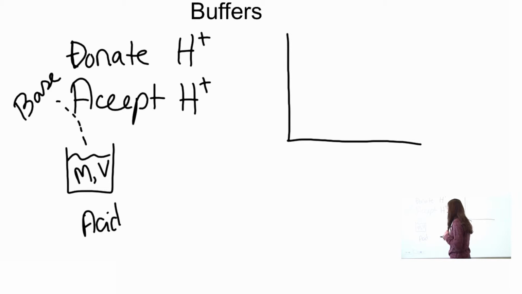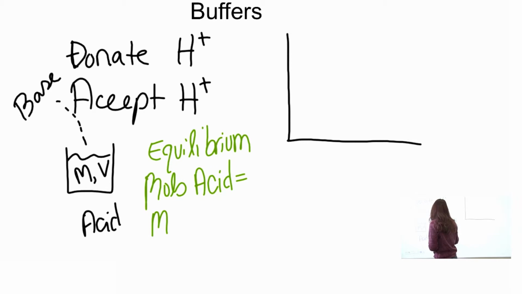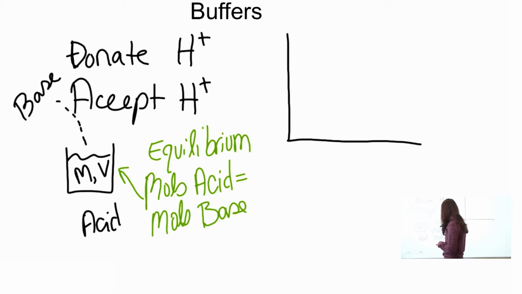The first thing you're going to want to do is find the equilibrium point. The equilibrium point is where your moles of acid equals your moles of base within this actual container. The way you do that is with the molarity equation.